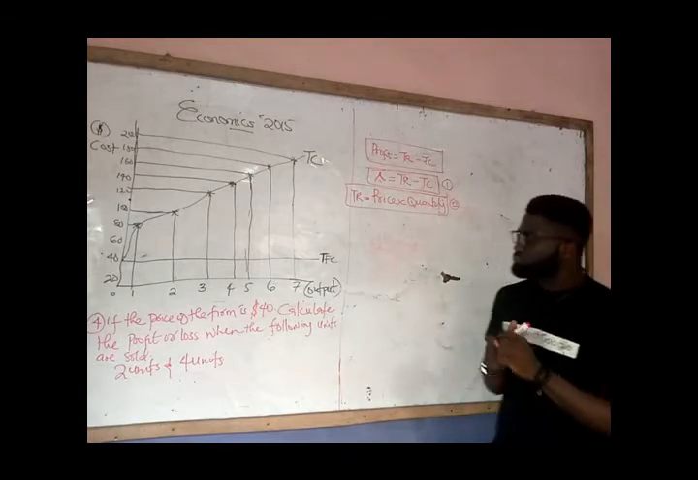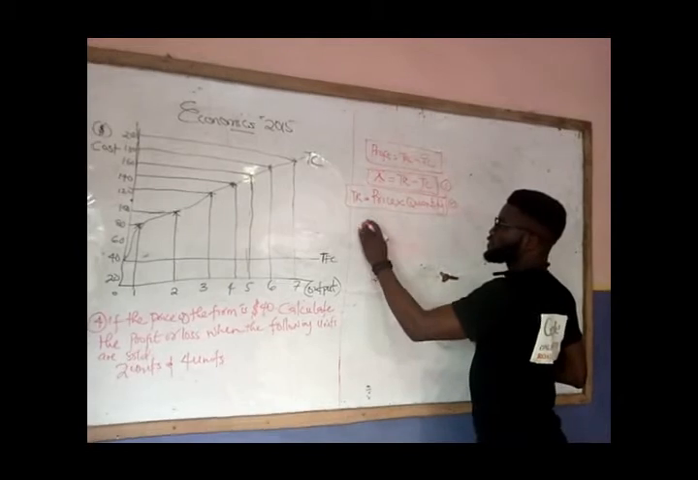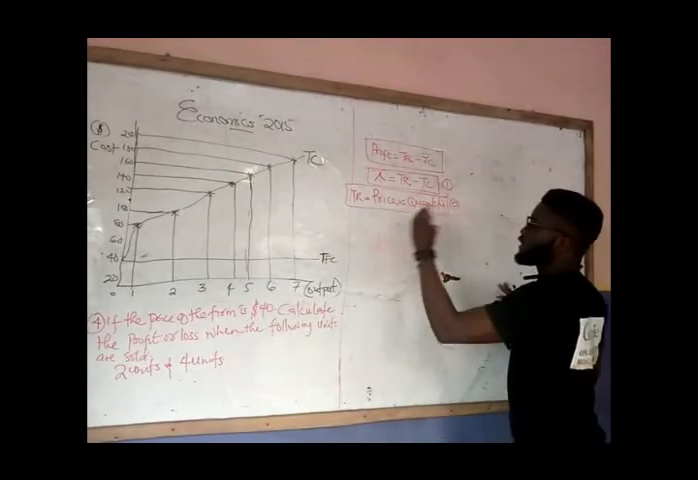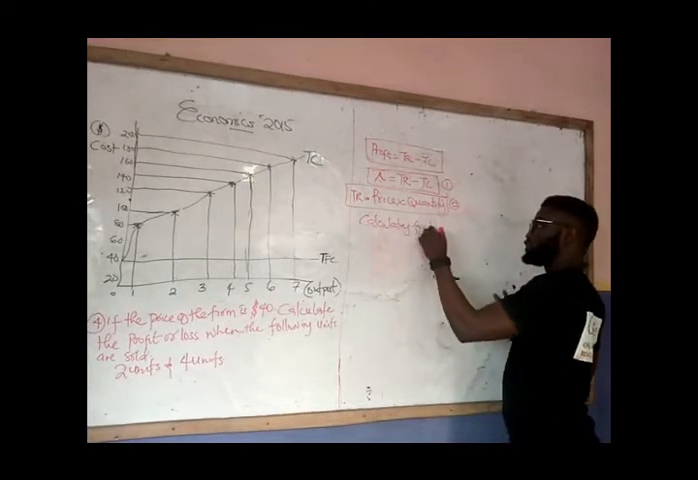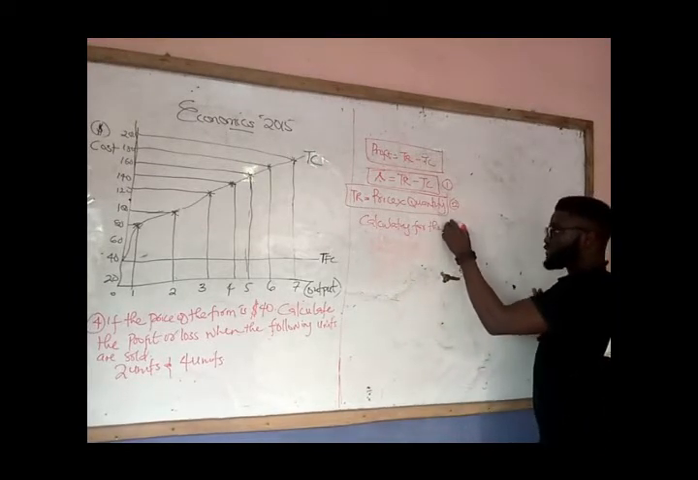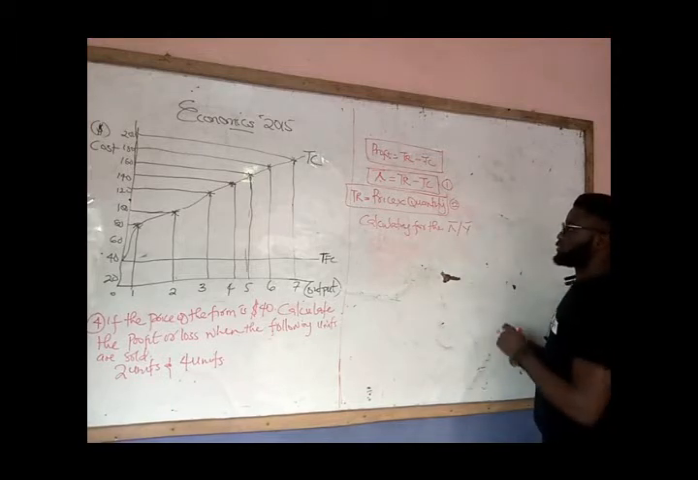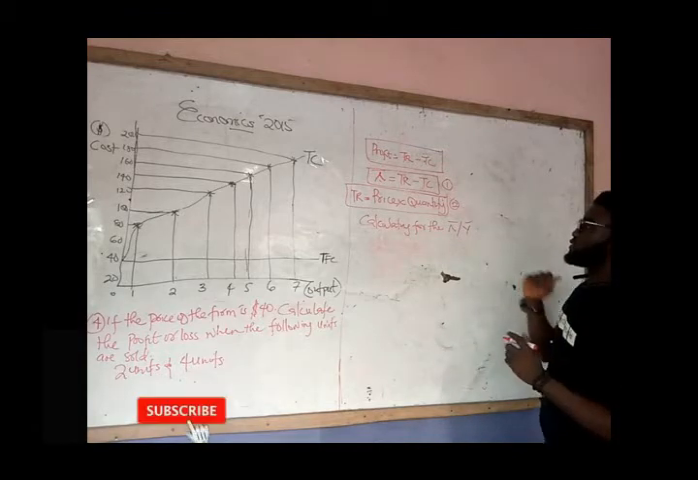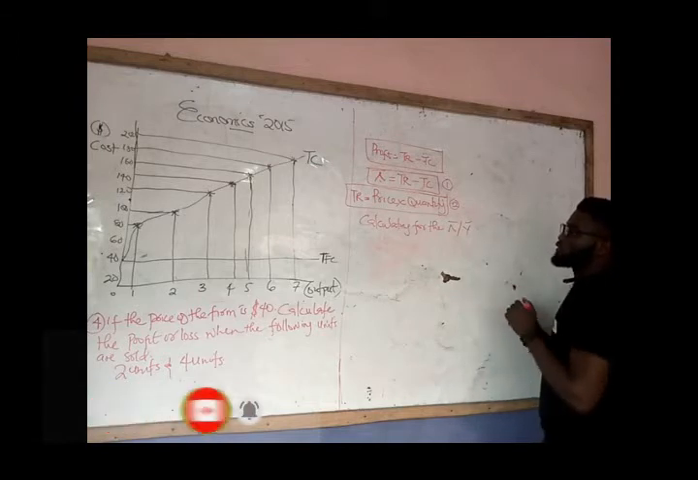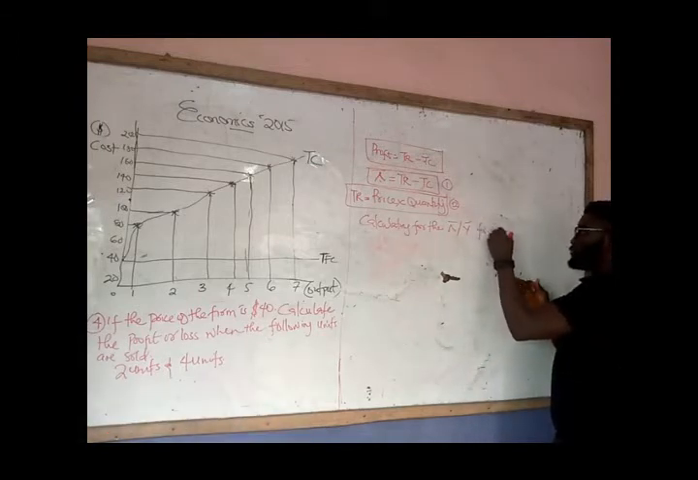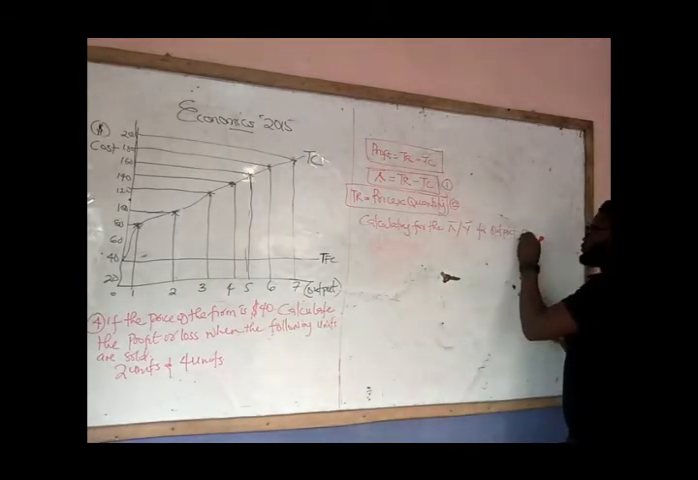Now, in the question, we were given that the price is $40. So to get, calculating, this is profit while this is loss. This is profit while this is loss. So how do you now calculate profit or loss for output 2 or for unit 2?